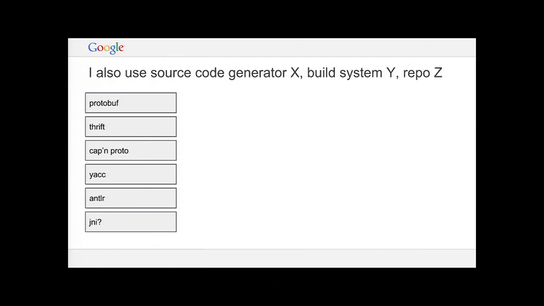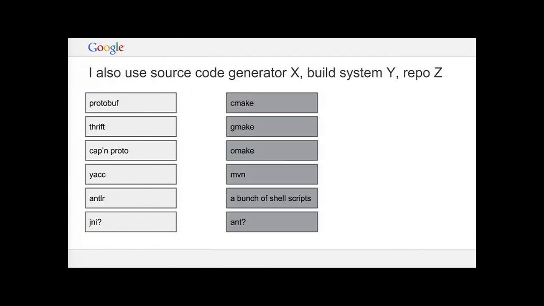What about your build system, right? Do you use CMake, GMake, or OMake? Are you in Java land, or are you using Maven? Do you connect your project together with a bunch of shell scripts? Are you using Ant? Okay, and do your tools understand these choices?